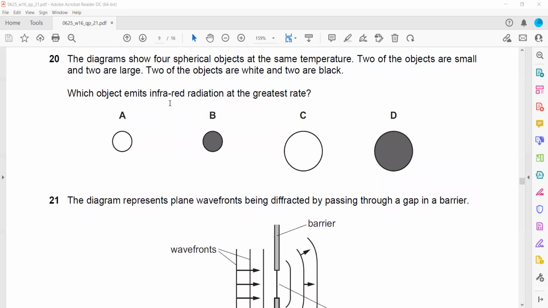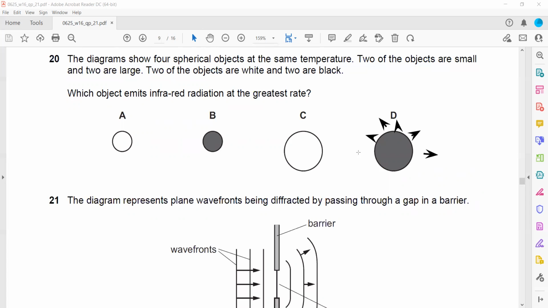The diagram shows four spherical objects of the same temperature. Two of them are small and two of them are large. Two of the objects are white and two are black. Which object emits infrared radiation at the greatest rate? A, B, C or D? So which emits infrared radiation at the greatest rate?